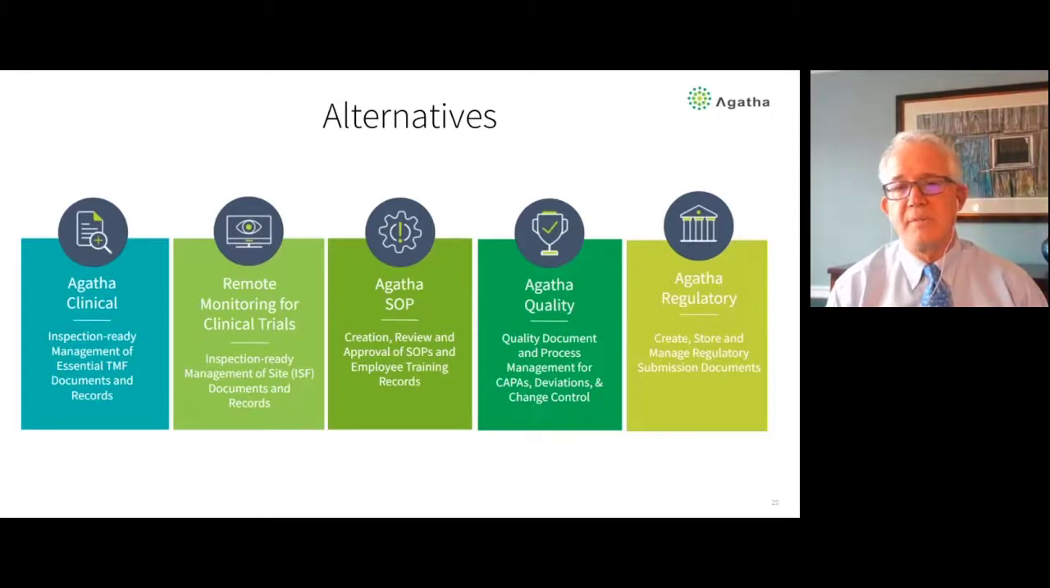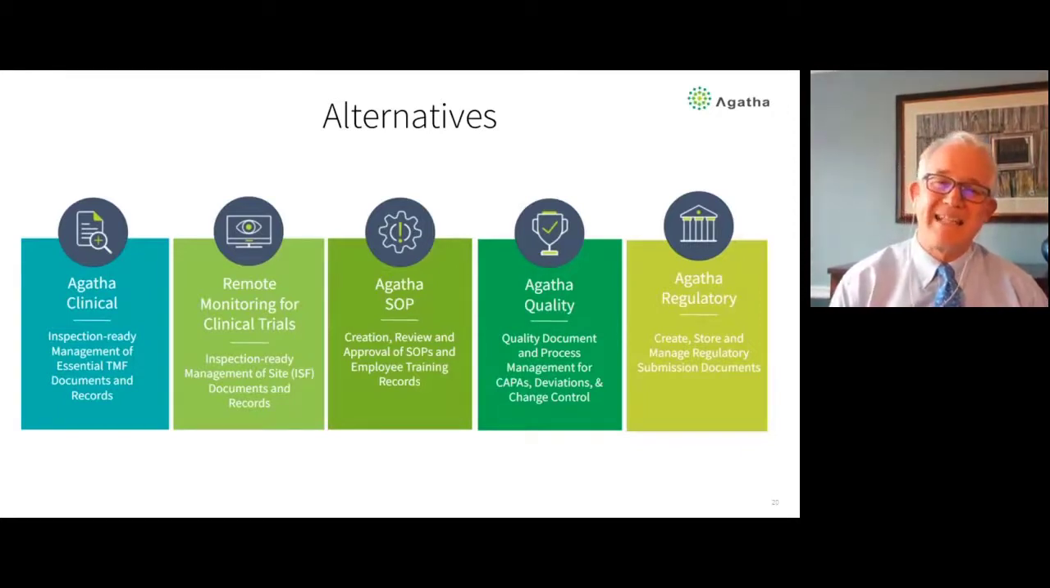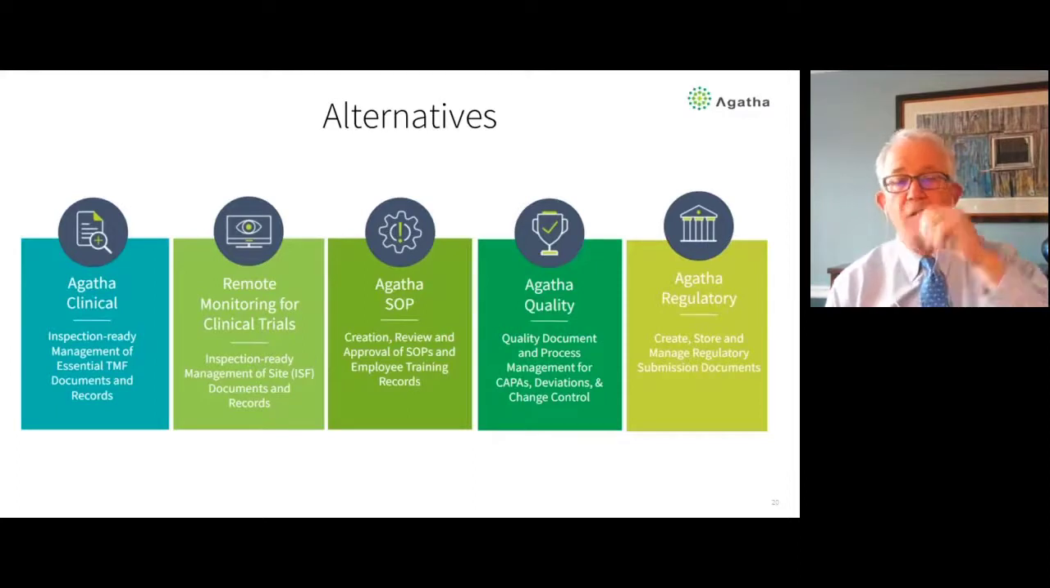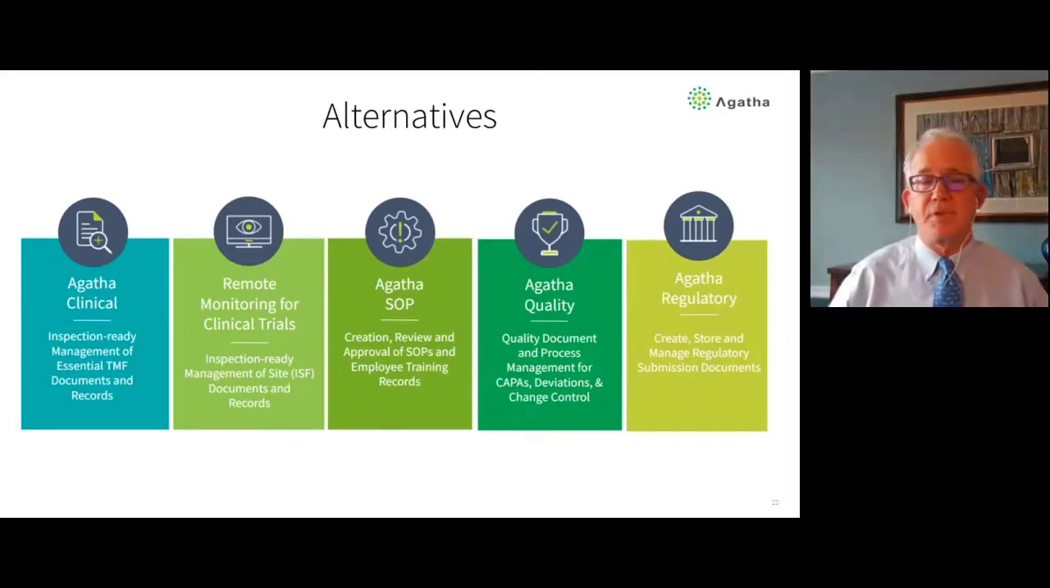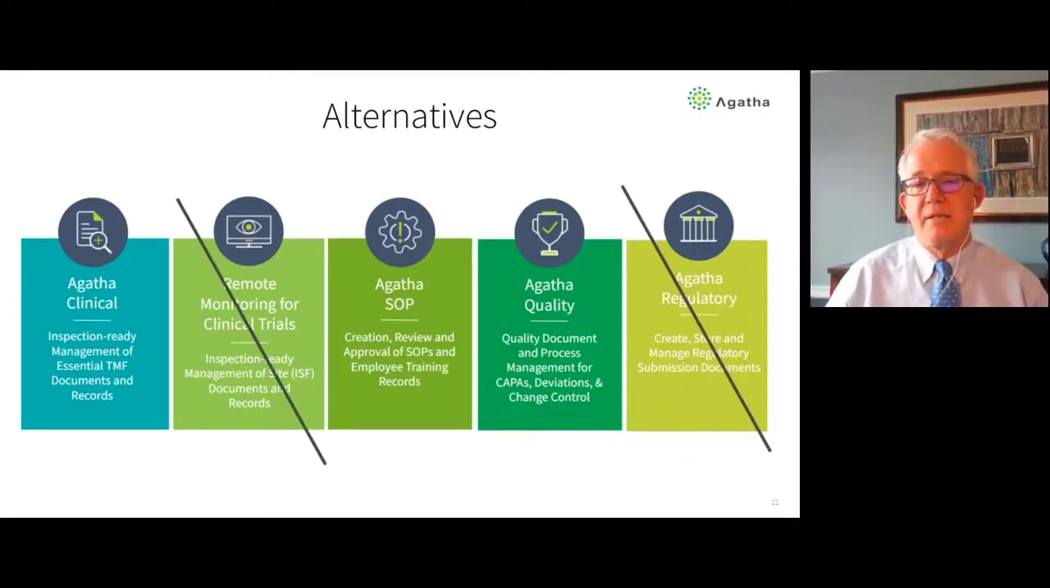We have a eTMF, trial master file system. We have a remote monitoring system for the site side of clinical trials. Some people would call it an EISF, or investigator site file. We have an SOP management system, a quality management system, and a regulatory management system. So which of these is right for EagerMedTech? And that's where a lot more questions have to be asked, because all we know is you better deal with compliance.